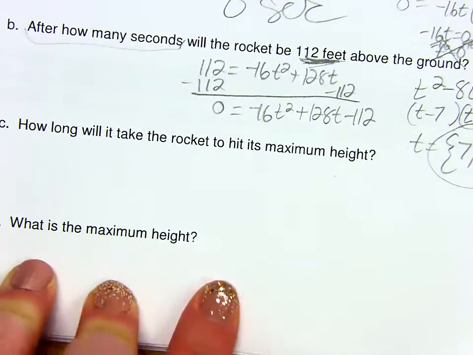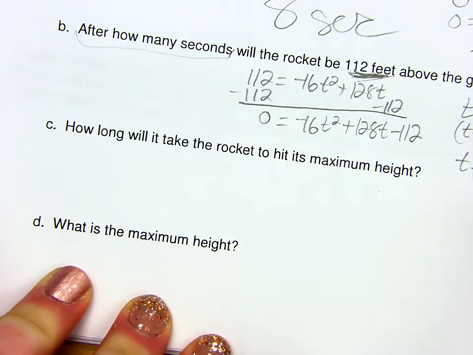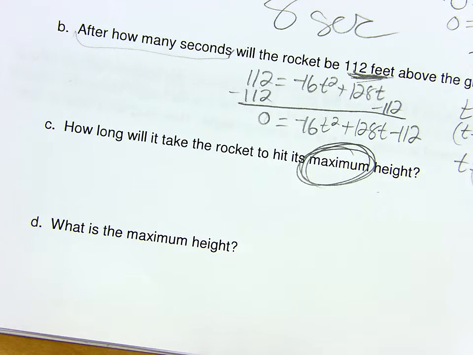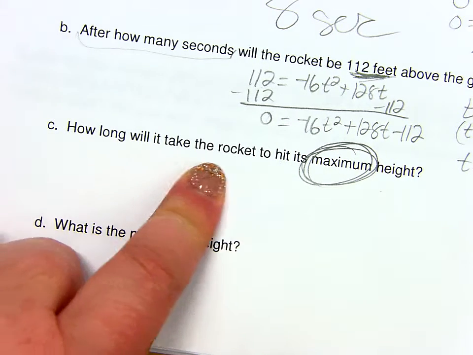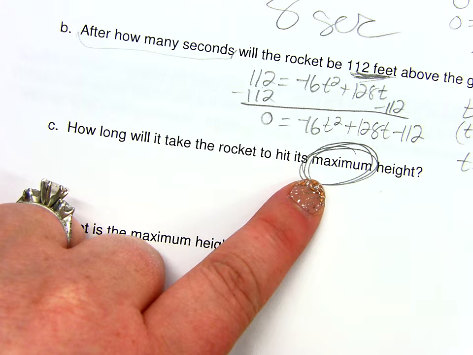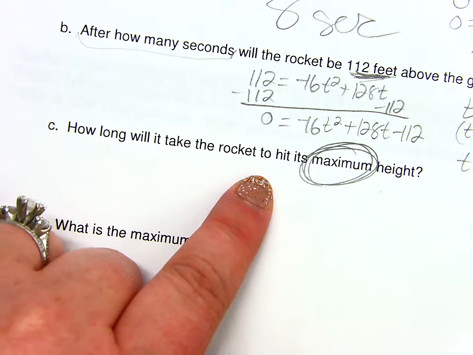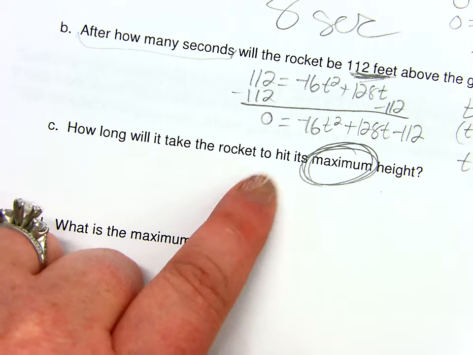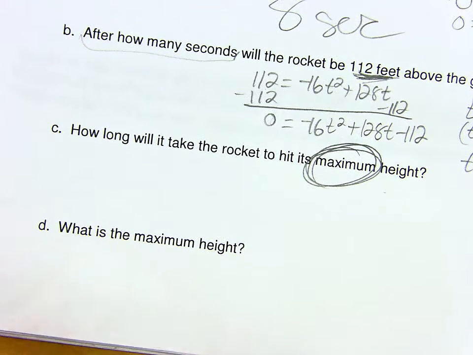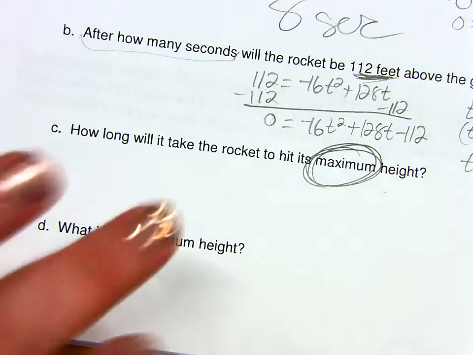C. How long will it take the rocket to reach its maximum height? Right away you should be thinking vertex because it said maximum. You see that word? That means that the answer is something in the vertex, either the x coordinate or the y. Which will this one be? How long will it take the rocket to hit its maximum height? Will it be the x coordinate or the y coordinate? X is the time. Y will be the height.